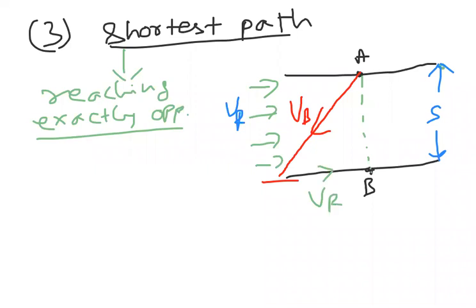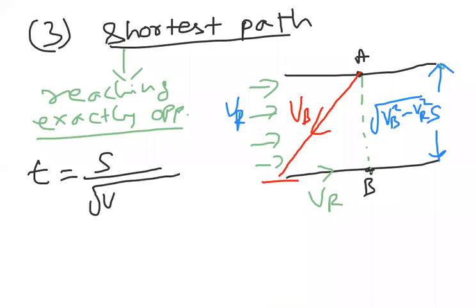So what will be the speed here? Square root of VB square minus VR square. So now what is the time taken here? Time is equal to distance by speed. S by what is the speed in the direction of S? Observe carefully what is the speed in the direction of S. Here in the direction of S, the speed is square root of VB square minus VR square.